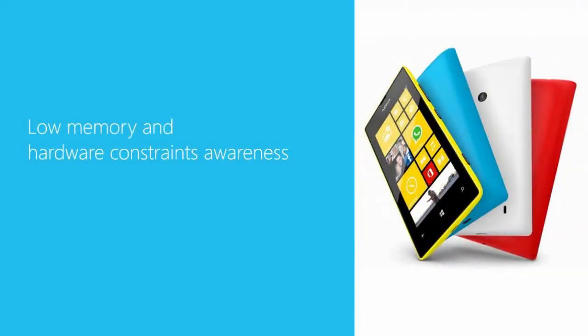So obviously, not all Windows Phone devices are born equal, right? We've got high-end devices like the Nokia Lumia 1020 with 2 GB of RAM and a huge 1080p screen. But we also have lower-end devices such as the Lumia 520 that has a WVGA screen and only has 512 megabytes of RAM.